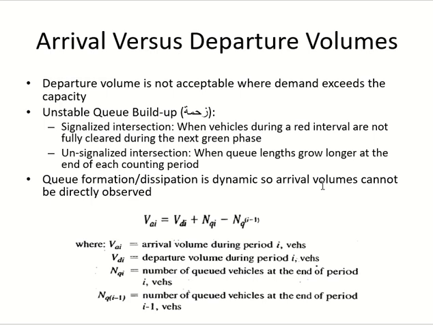Okay, so you counted now, it's 5 vehicles. You counted after a minute, now it's 10 vehicles. You counted after another minute, and now it's 13, 14, 15 vehicles. So you see the count is increasing. That means it's a queue build up, and you need arrival volume in that case.